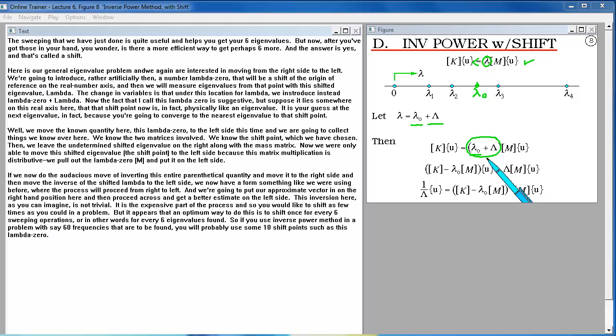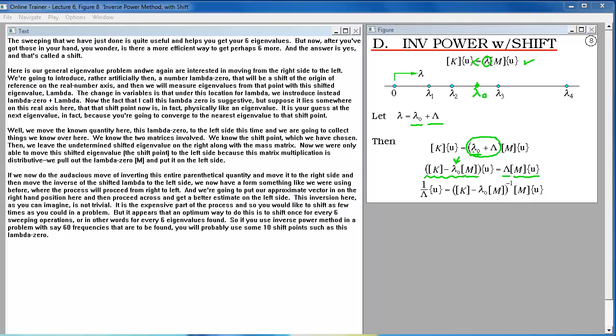Well, we move the known quantity here, this lambda 0, to the left side this time, and we're going to collect the things that we know over here. We know the 2 matrices involved, and we know the shift point, which we have chosen. Then we leave the undetermined shifted eigenvalue on the right, along with the mass matrix. Now, we were only able to move this shift point to the left side because this matrix multiplication is distributive. We've pulled out the lambda 0 M and put it on the left side.